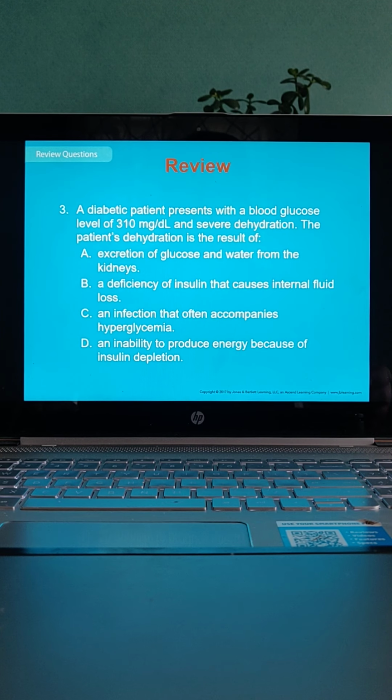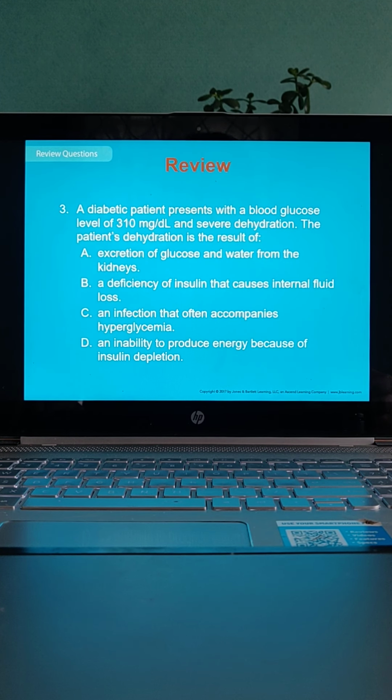Number 3, a diabetic patient presents with a BGL of 310 and severe dehydration. The patient's dehydration is a result of what? A, excretion of glucose and water from the kidneys. B, a deficiency of insulin that causes internal fluid loss. C, an infection that often accompanies hyperglycemia. We never talked about infections. Or D, an inability to produce energy because of the insulin depletion.